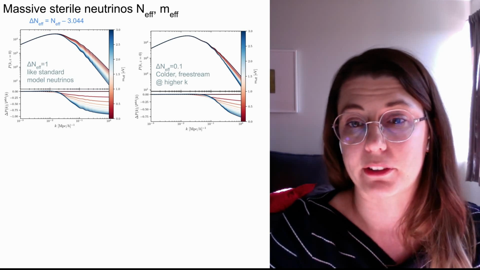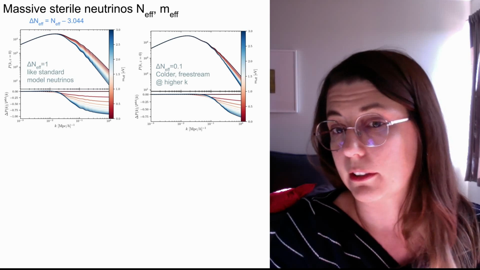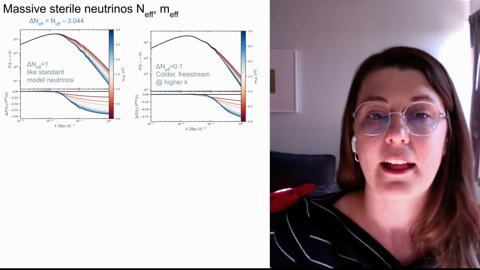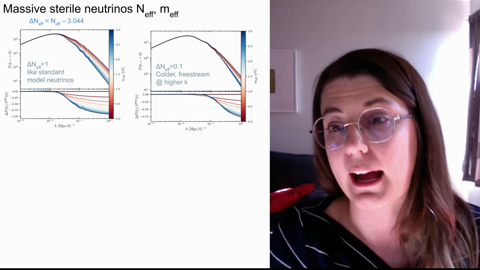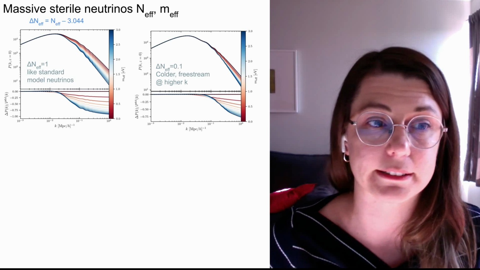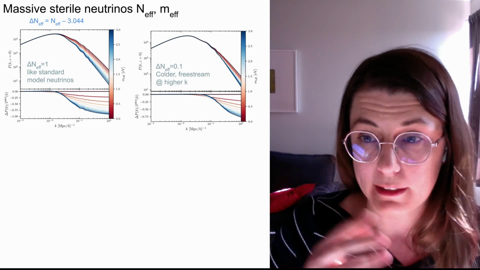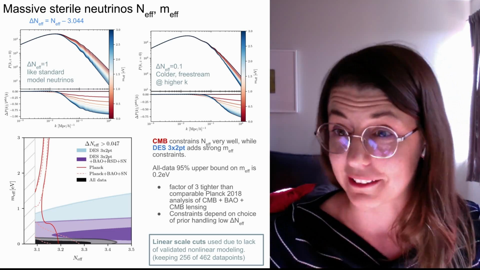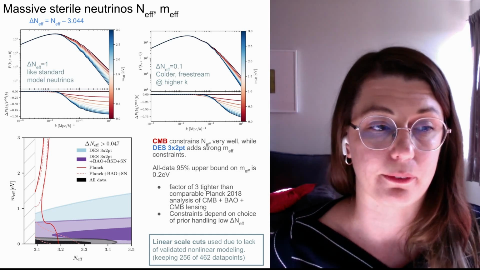When you look at how that impacts the matter power spectrum, basically going to smaller delta N effective, so excess N effective from what you'd expect from the standard model, that'll cool down your sterile neutrinos and move your free streaming scale to higher k or smaller length scales. And so that's sort of a hint that getting some large scale structure data like the measurements that DES allows can be really helpful for constraining this.